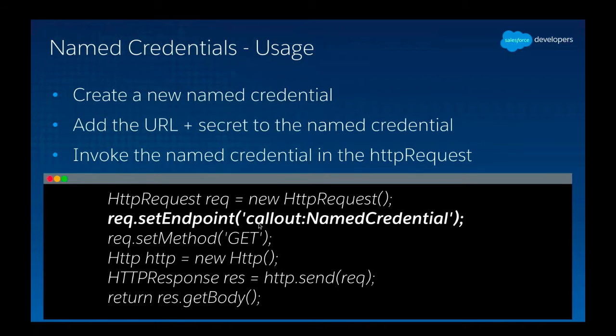And you're going to invoke that named credential in an HTTP request. So here is a small code snippet. What we are doing here is creating a new HTTP request, setting the endpoint, and calling out with the name of that named credential. Here, the name of the named credential is NamedCredential. And that particular named credential will have your secret as well as the URL. So once you form your HTTP request and make the request, the callout will be made to that particular URL with the secret that you have mentioned in the named credential.